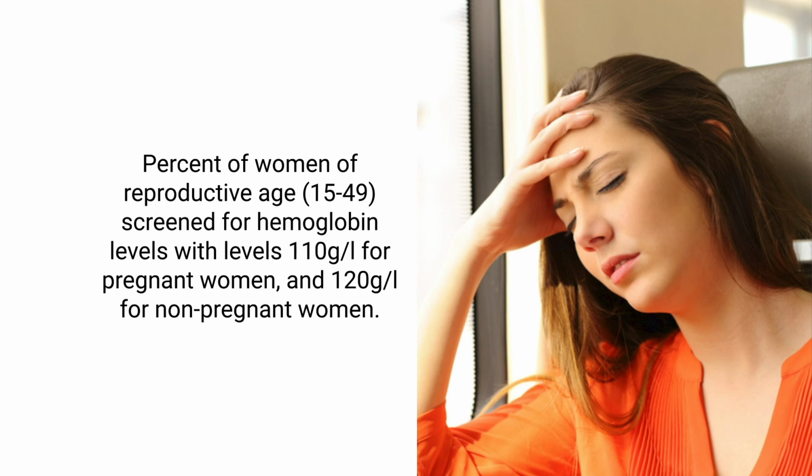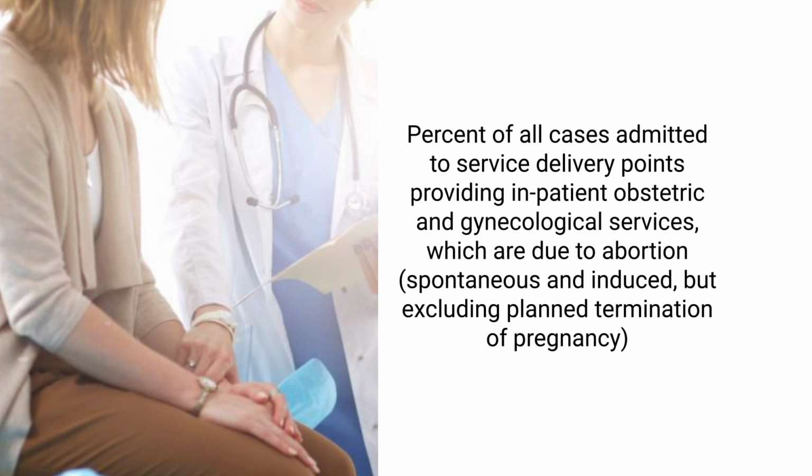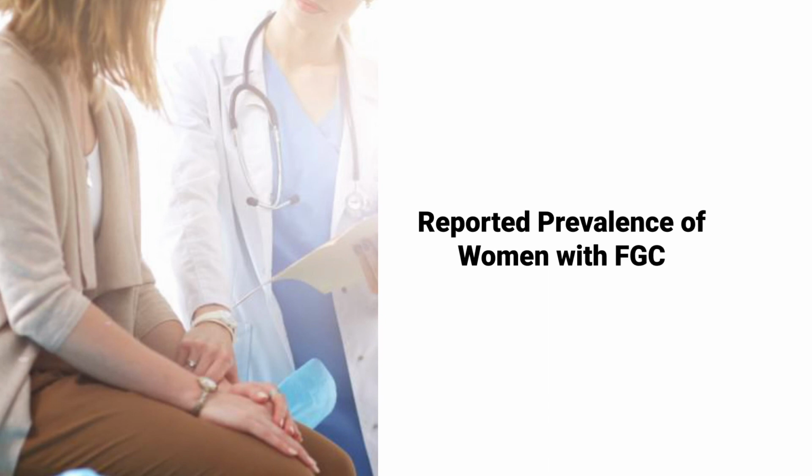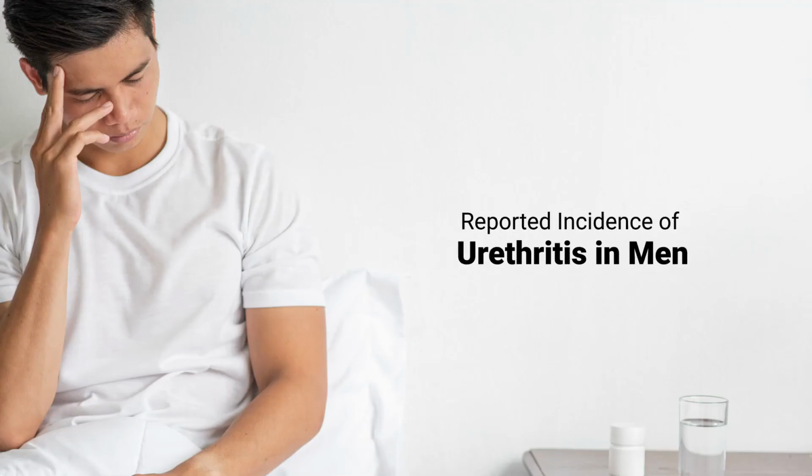Then you can see percentage of obstetric and gynecological admissions owing to abortion: percentage of all cases admitted to the service delivery point for obstetric and gynecological service which are due to abortion, spontaneous and induced. Then reported prevalence of women with FGC, that is female genital cutting, which is quite common in various communities. Prevalence of infertility in women is also a very sensitive indicator. Reported incidence of urethritis in men.